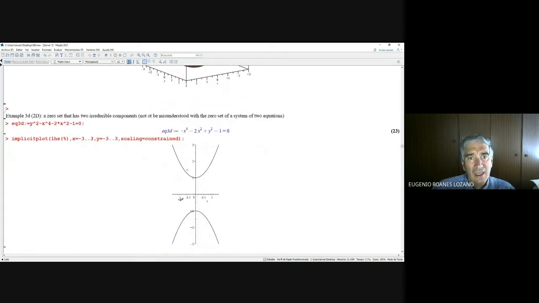Well, something important is that in the algebraic case, when we consider algebraic equations, the zero set can have more than one irreducible component. This should not be misunderstood with the zero set of a system of two equations. Here we have just one equation, and let's say that somehow the plot has two parts, two independent parts, two irreducible components. In this case, this is a fourth degree polynomial, and this is the zero set of that single polynomial.